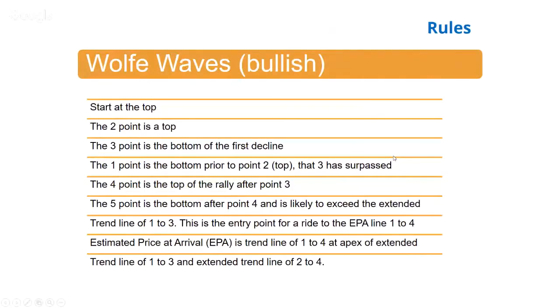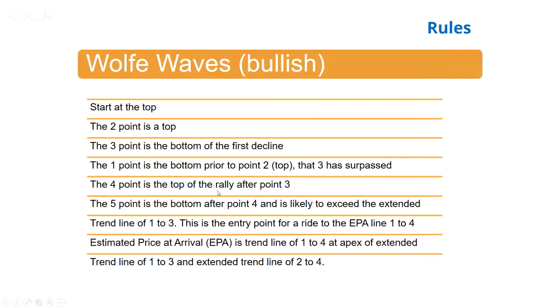First thing is we go with bullish. We always start at the top. Okay, so we start at the top. Don't forget, it's very important for you to understand. Point 2 is the top. Point 3 is the bottom of the first decline. I will also show you the chart so you will see the logic. Point 1 is the bottom prior to point 2 that point 3 has surpassed. This is the standard definition, and this is how proper Wolfe Wave charting goes.